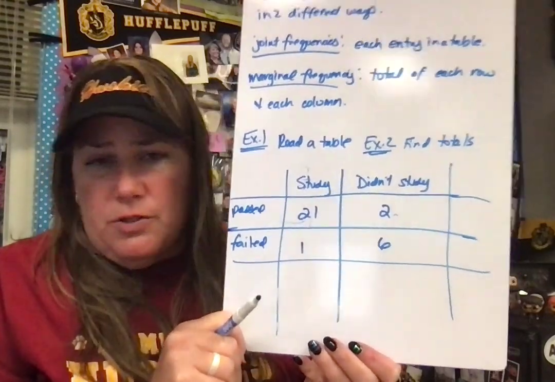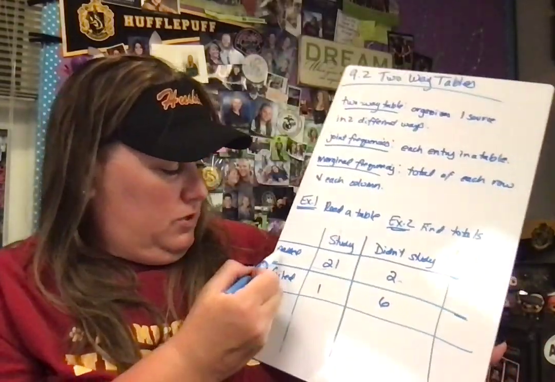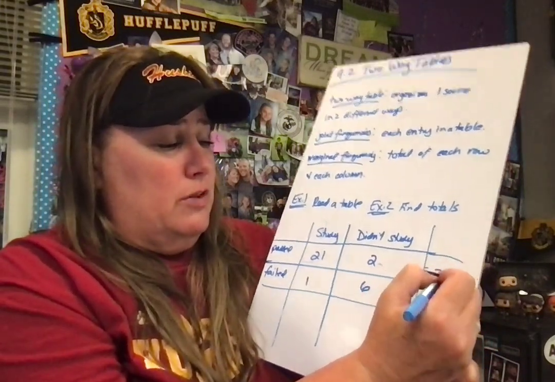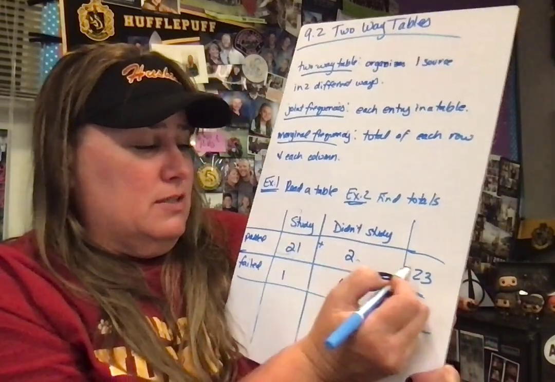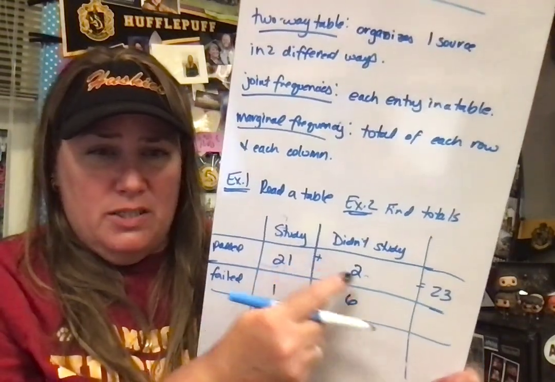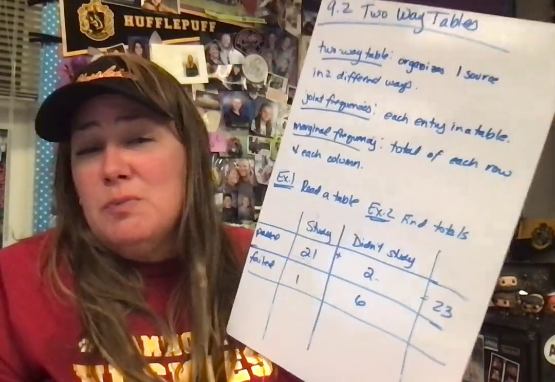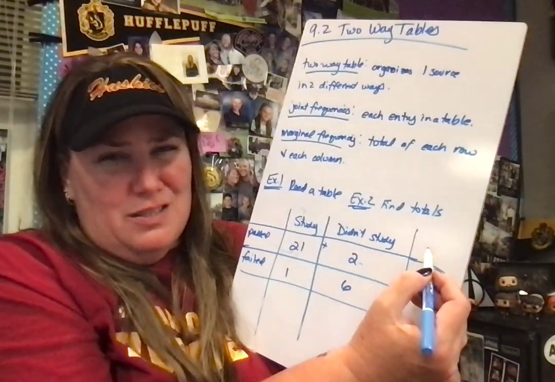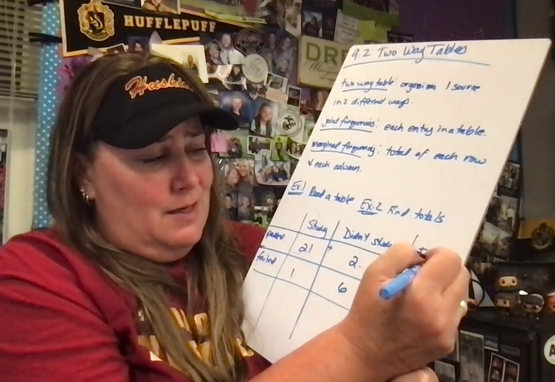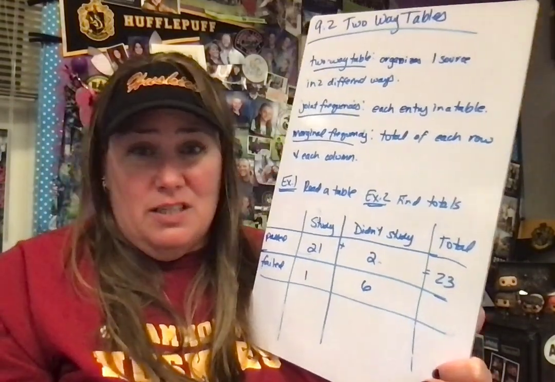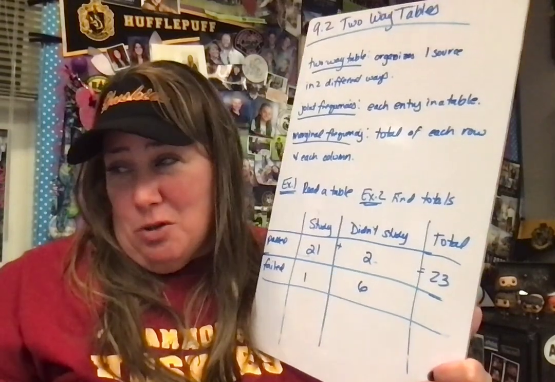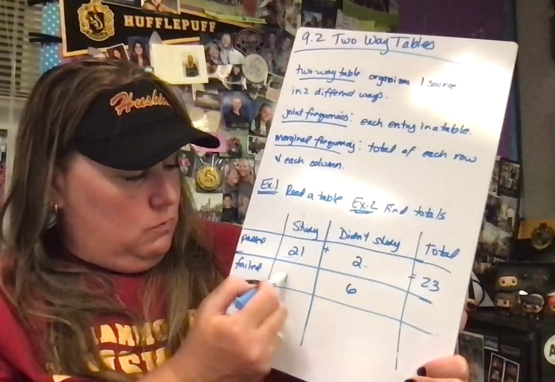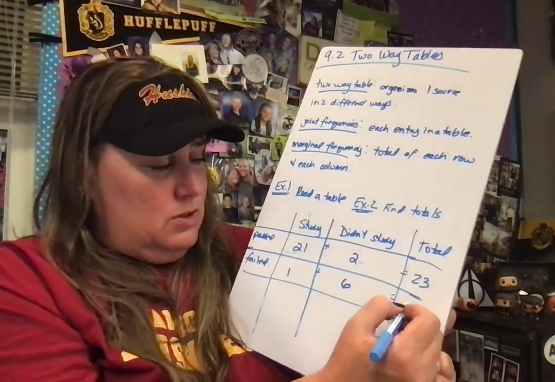It doesn't matter which order you go in. So if you want to find out the total number of kids who passed, you can go 21 plus 2 equals 23. Sometimes you might see me do this, 21 plus 2, and it equals 23. You don't have to, but that might help. And then, most times you see this column as totals. To be honest, I don't think I've ever seen it listed as marginal frequencies, even though your book just says total. Okay, so now the total number of kids who failed, 1 and 6, so 1 plus 6 equals 7.